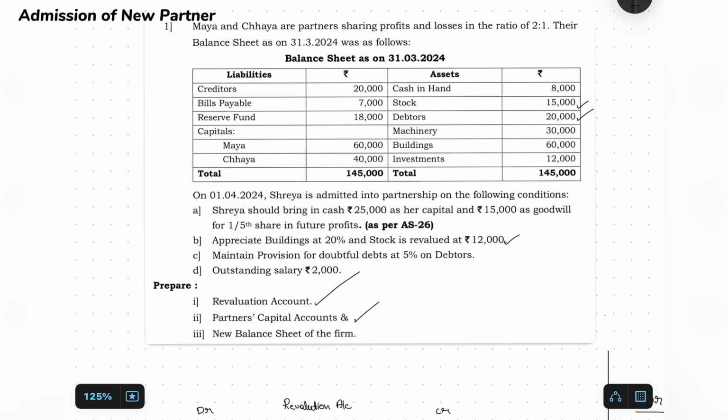Next is the partners capital account. I'm going to prepare individual capital accounts for each partner and share their things as per the conditions given in the partnership deed, and close their accounts. Next, the new balance sheet. After admission of a partner, I'm going to open a new balance sheet and present it for the firm.